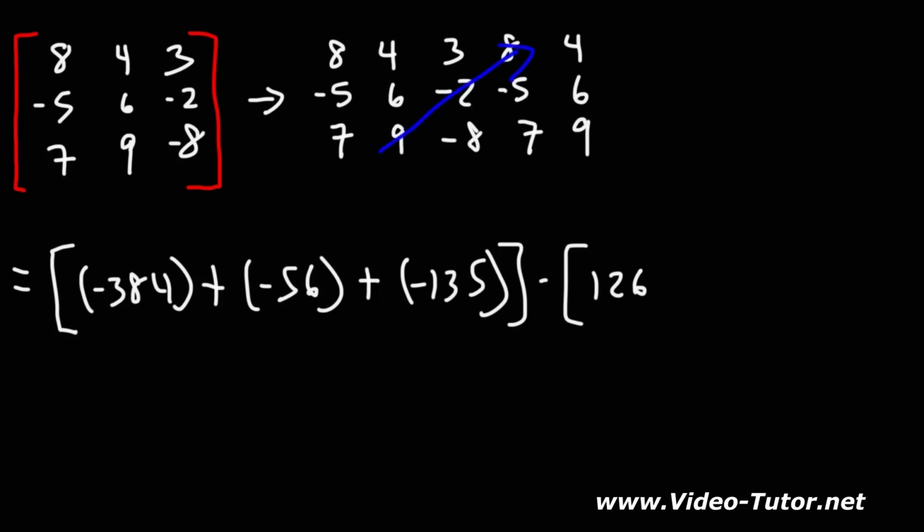Nine times 8 is 72. 72 times negative 2. If you double 72, it's 144. So we're going to have negative 144. And then negative 8 times negative 5, that's positive 40. 40 times 4. 4 times 4 is 16, so 40 times 4 is 160.